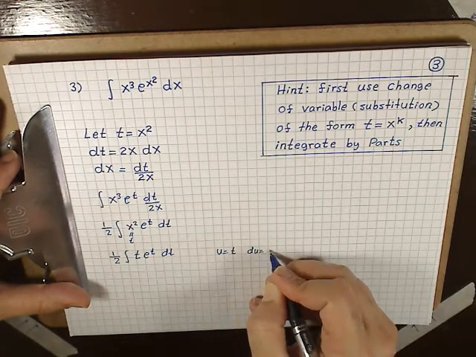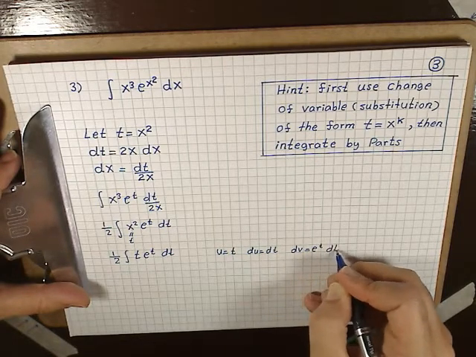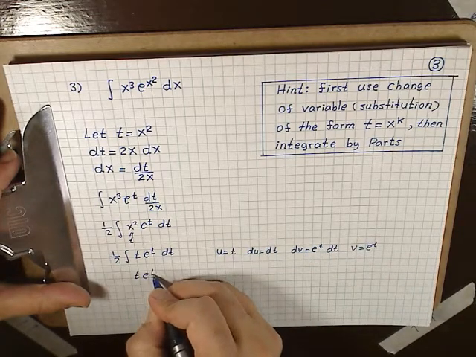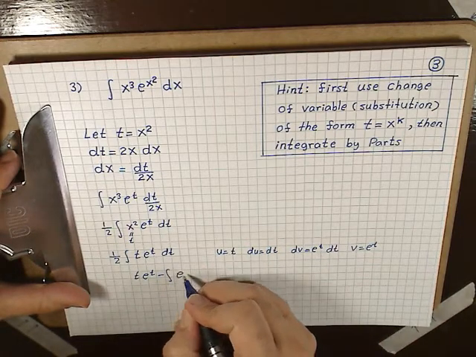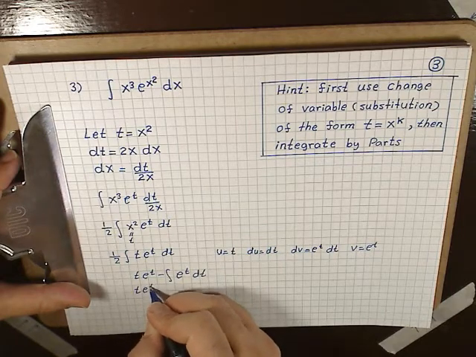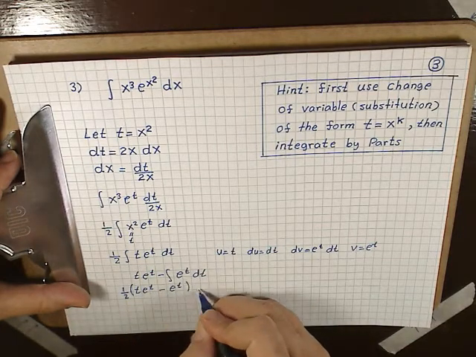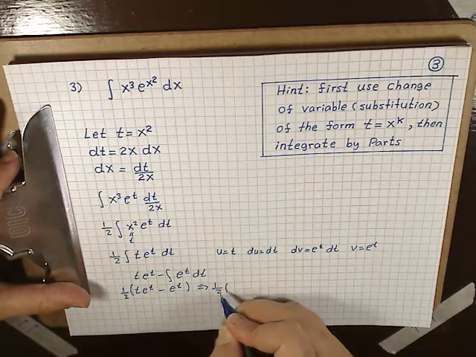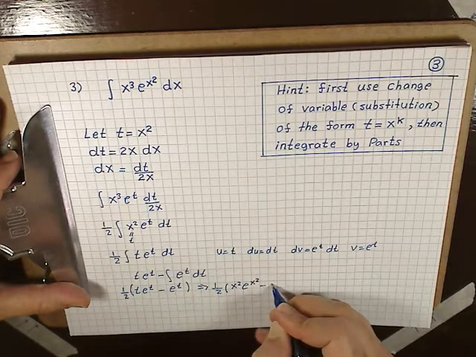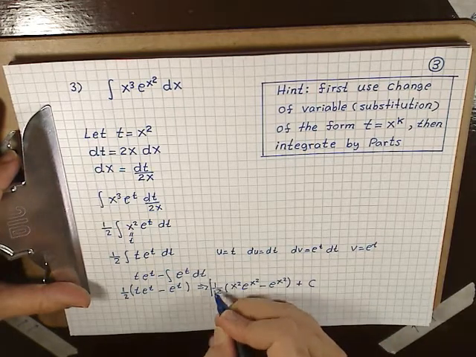du is equal to dt, dv is equal to e to the t dt, v is equal to e to the t. u times v, that's t e to the t, minus the integral of v, that's e to the t, times du, that's dt. So we get 1/2 times t e to the t minus e to the t. That's equal to 1/2 times t, which is x squared, e to the x squared minus e to the x squared, plus c. This is the answer.